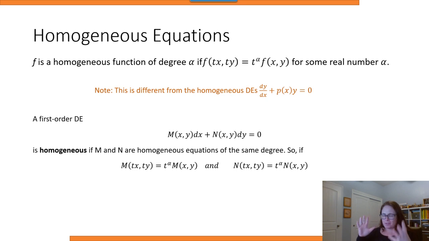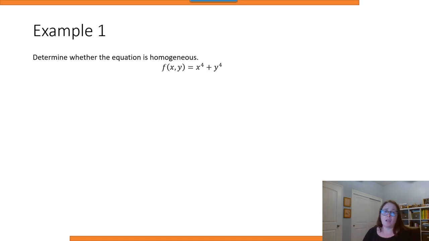Okay, so just to wrap our heads around that definition, let's look at an example of just a plain old function, not even a differential equation, and see whether it is homogeneous or not. So I've got f(x, y) equals x to the fourth plus y to the fourth. I'm going to replace x and y in the function with tx and ty. And so my function looks like this: (tx) to the fourth plus (ty) to the fourth. Now I can distribute the powers to the t's, the x's and the y's, and then factor out the t to the fourth.